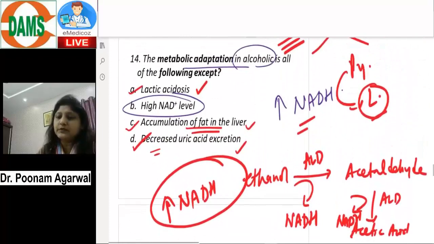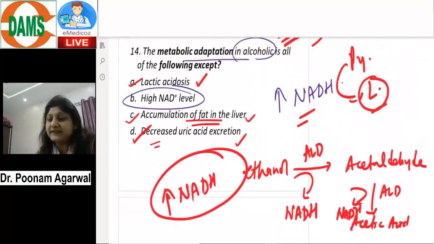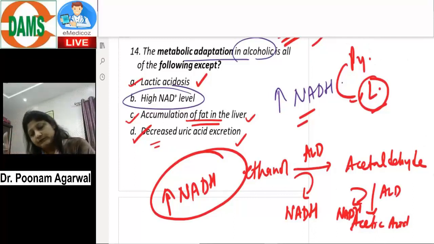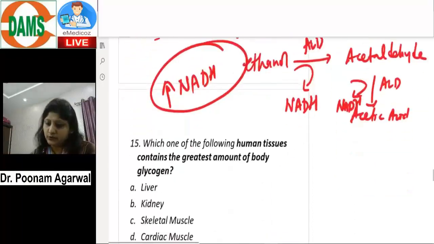So the answer for this question, which of the following is true except, is that high NAD level is not the correct statement for alcoholic patients. So that is the answer in this question, right?